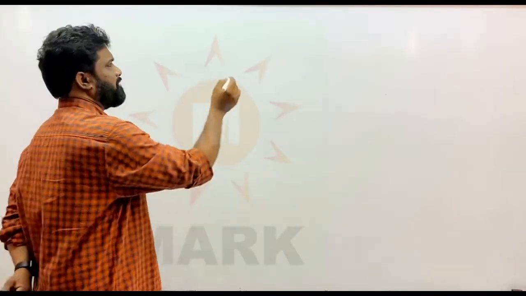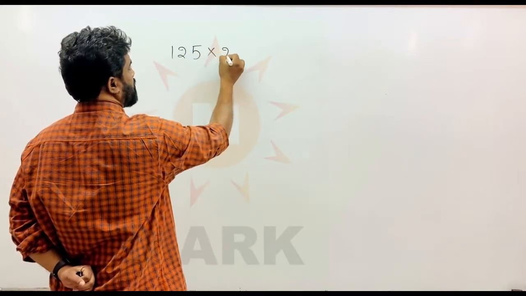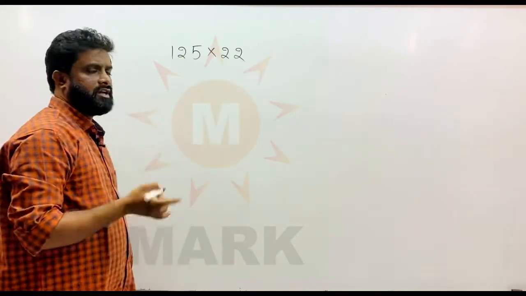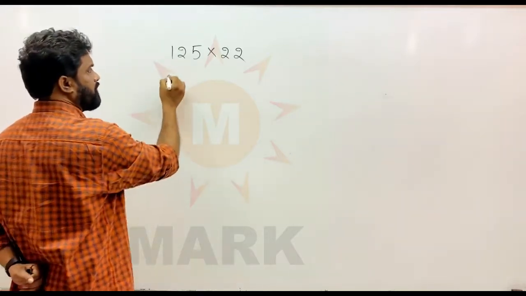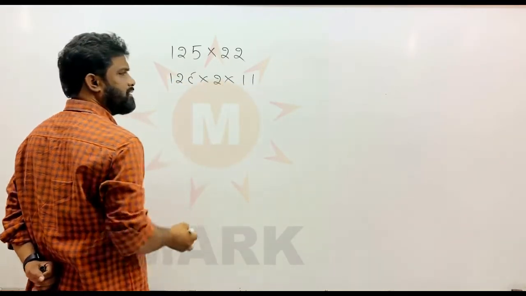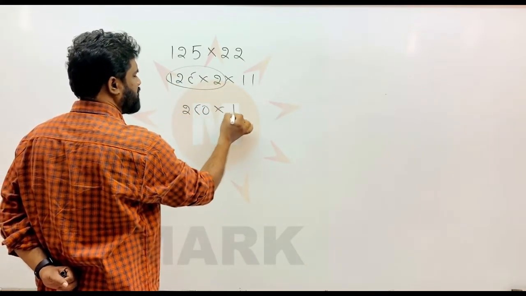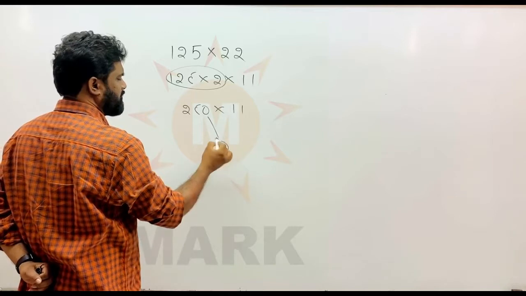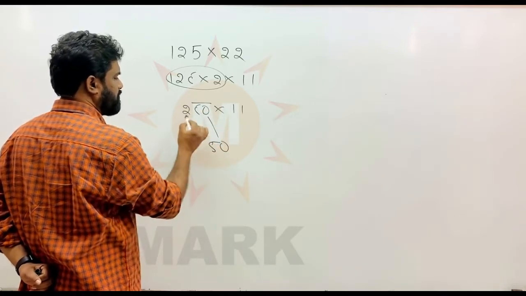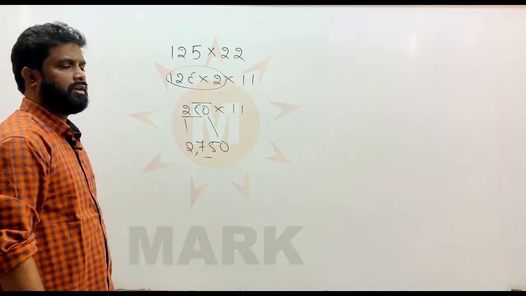Suppose someone is asking you 125 into 22. Immediately in your mind it should come: 125 into 22 means I can write it as 125 into 2 into 11. So 125 into 2 is nothing but 250. So I can write 250 into 11. So 0 is 0, 0 plus 5 is 5, 2 plus 5 is 7, and 2 as it is. Like this we can write.